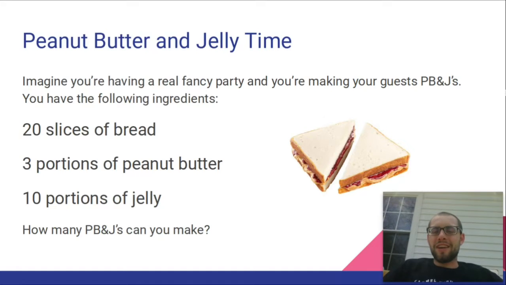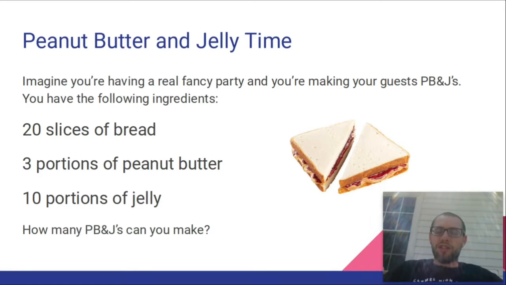So, our thought experiment here, all in our heads. Imagine that you're throwing a house party. You got all your friends over, and you're going to serve them peanut butter and jelly sandwiches. That's what they want. That's what you got. But you only have these ingredients. You've got 20 slices of bread. You've got 3 servings of peanut butter. And you've got 10 portions of jelly. How many peanut butter and jellies can you make?